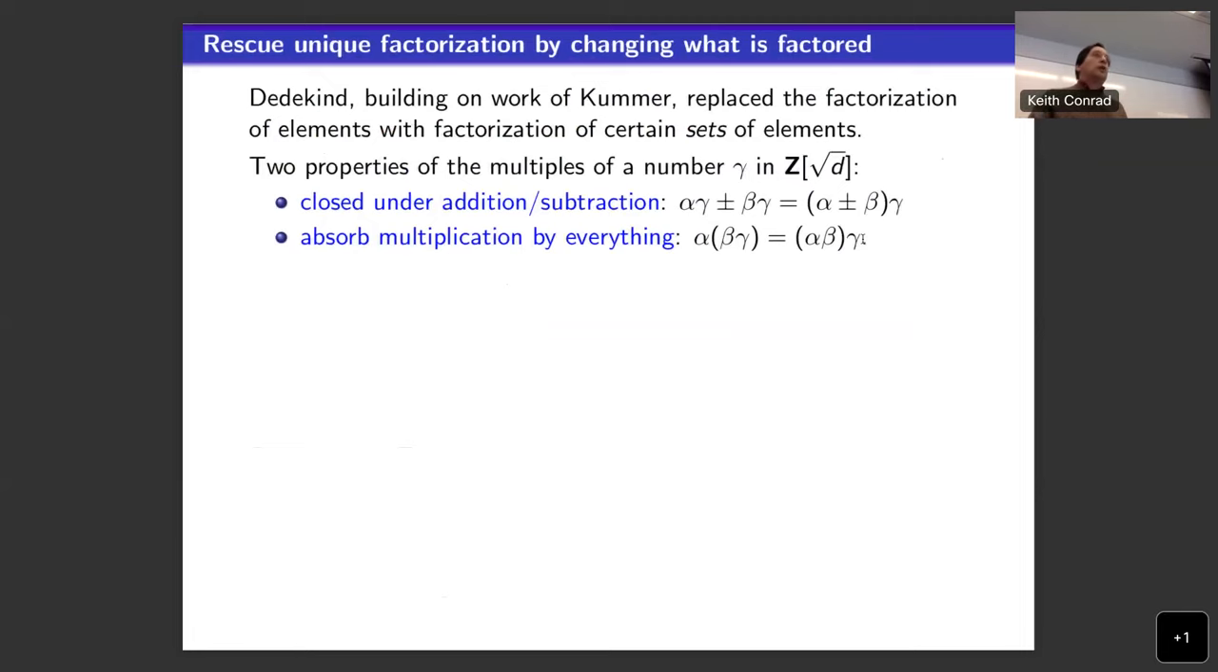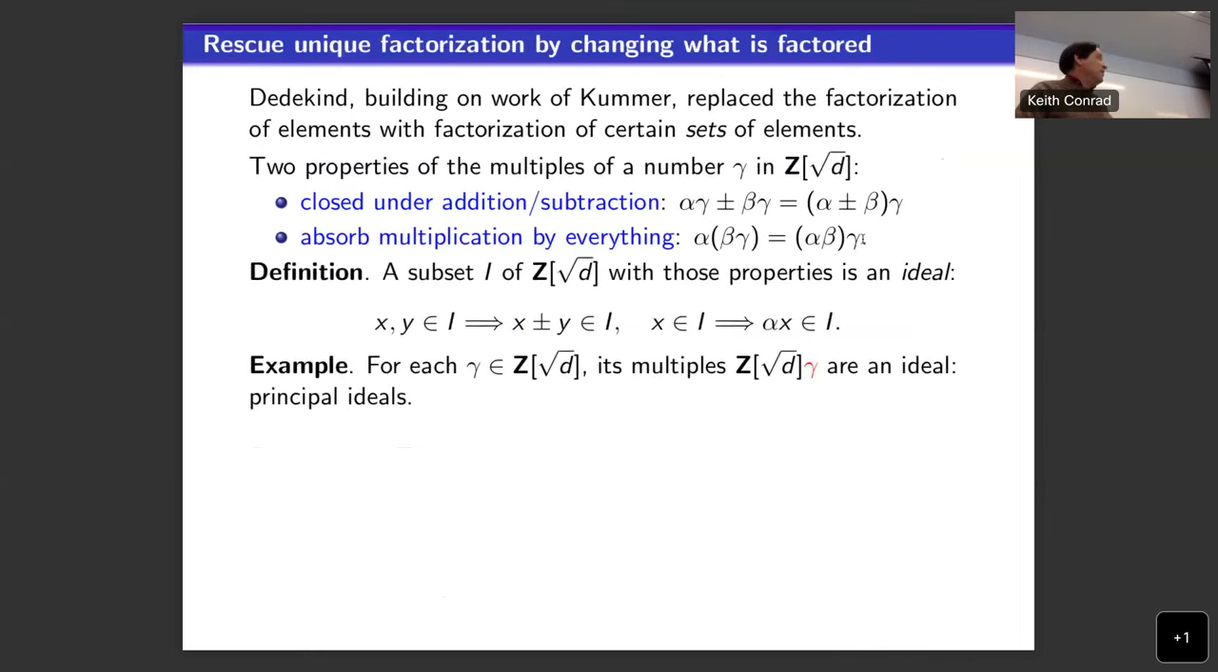His idea, building on work of Kummer from the mid-1800s, was to change what it is that we're going to factor. Instead of factoring individual elements, he realized that we should be factoring sets of elements. The key point is to take a look at what it means to be a multiple of something. If you take an element gamma in Z[√d] and look at its multiples, the multiples of a fixed element gamma are closed under adding and subtracting, and they're also closed under multiplying by everything in Z[√d]. These properties, though, don't make any reference to being the multiples of something, and so we can just think about sets of numbers that have these properties.